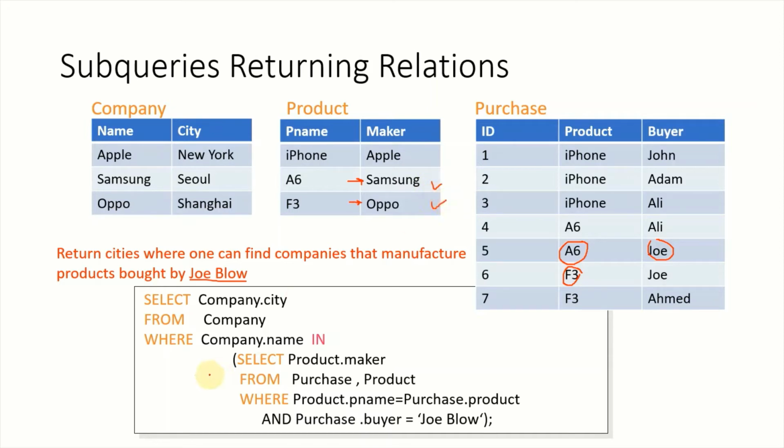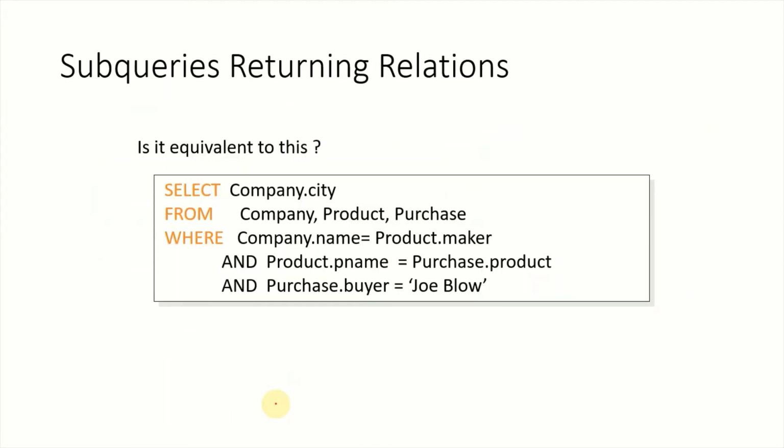So we can get the list of these products and also the list of makers with the help of a query. Then with the help of the IN keyword we can use the result of this query in another query, and here if we get Samsung and Oppo, then we can also get Seoul and Shanghai by putting this query in another query using the IN keyword. This is equivalent to the previous query.